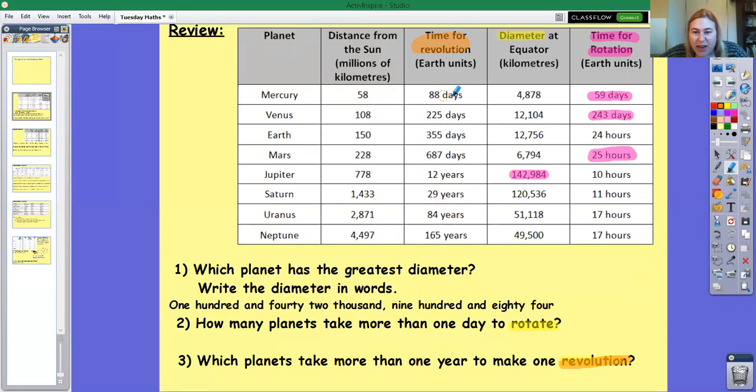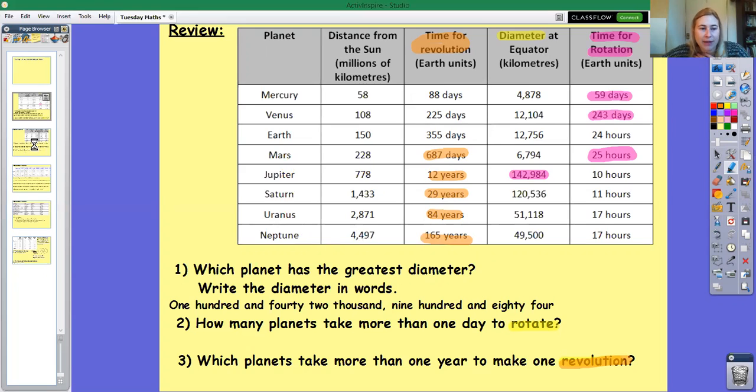So Mercury has only got 88 days, Venus has got 225, ooh, not quite, 355 days, that should probably be 365, shouldn't it? So we've got this one here, Mars is more than 365 days. Oh, look, we've got some that are years now, so these are definitely more than 1 year. It says 12 years and 29 years and 84 years and 165 years. So which planets take more than 1 year to make one revolution? We've got Neptune, Uranus, Saturn, Jupiter and Mars.